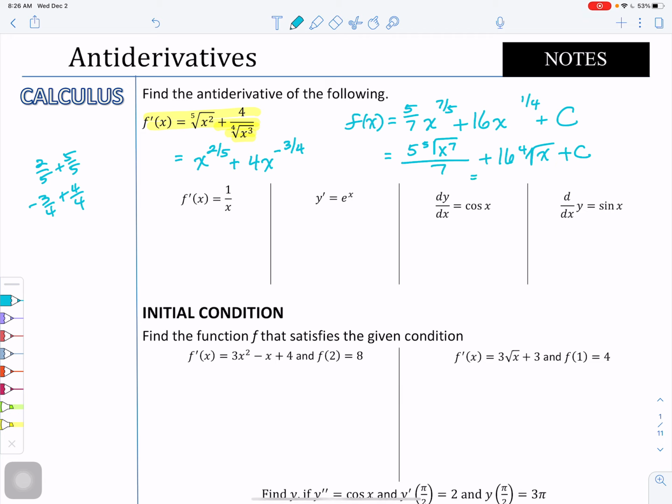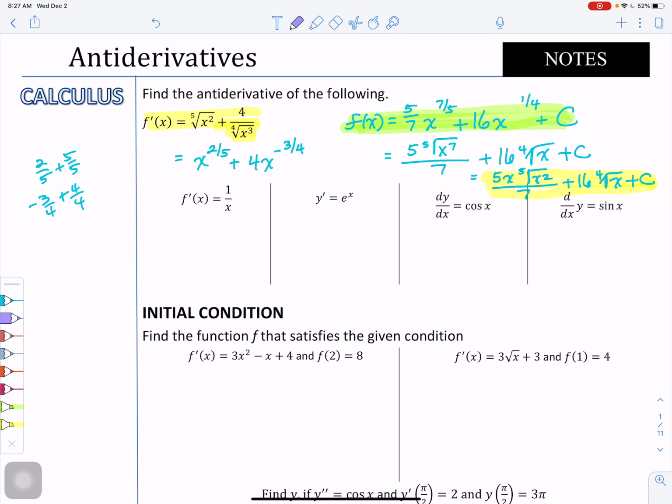Now, obviously, you can bring one of those x's out of that root. So let's just go ahead and simplify that as 5x times the 5th root of x squared, all over 7, plus 16 multiplied by the 4th root of x plus c. I'm going to go ahead and highlight that. You may also see the solution written just like this, so you'll have to recognize either one of them. Okay? Let's go ahead and talk about this next problem.